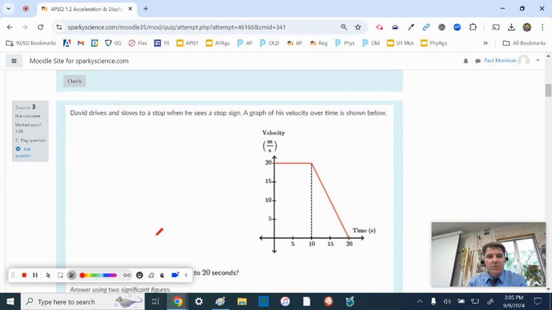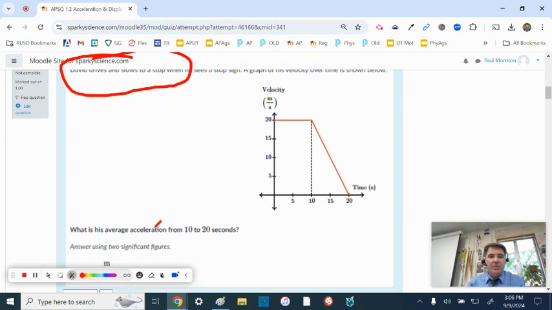Okay, let's go to this next one. David drives and slows. So you got to be careful about this. David drives and slows to a stop. A lot of people getting mixed up with this because the slope of this is one thing. Average acceleration from 10 to 20 seconds. So from 10 to 20 seconds, and yeah, it's just the slope of that.